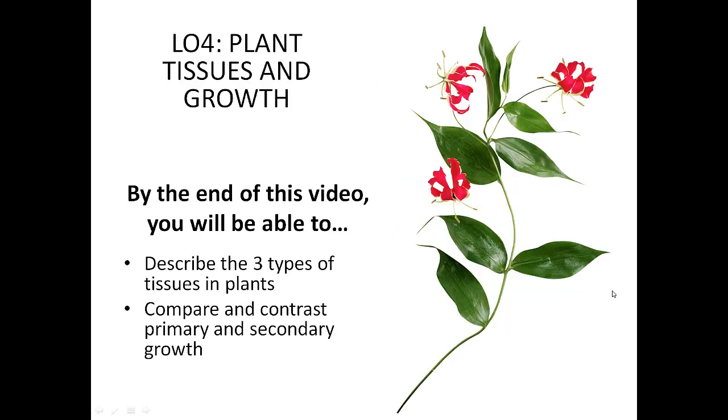Now that you've seen this video, you should be able to describe the three types of tissues in plants and then compare and contrast primary versus secondary growth.